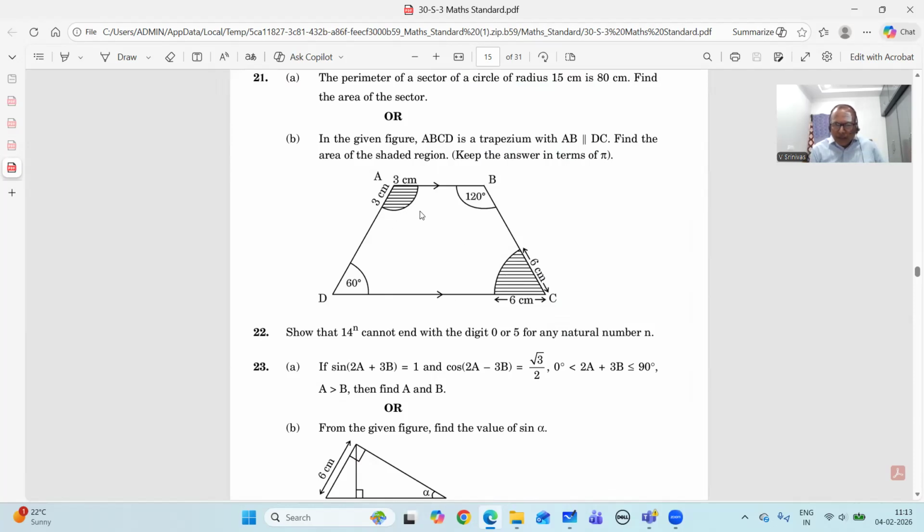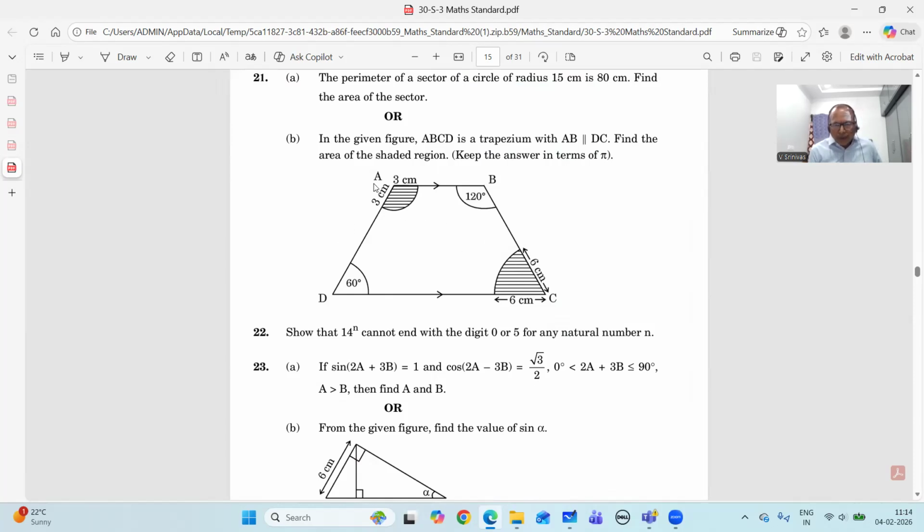Each of these two is a sector. This is the sector angle, and these are radii, and this is the curved portion. So this is a sector. Similarly, this also is a sector. These two are radii, both equal to 6, and this is a curved portion, and this is a sector angle. We need the area of the shaded region, so we'll find the area of this sector, find the area of this sector, and add both of those areas to get the area of the entire shaded region.